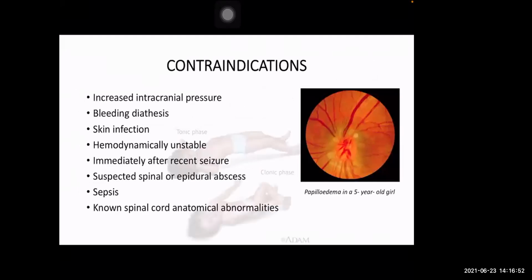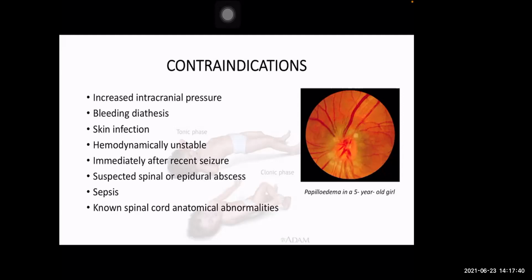The contraindications for this procedure: the first one is if the patient has elevated intracranial pressure. This is because patients with increased intracranial pressure have a higher risk of developing cerebral herniation after lumbar puncture. Therefore, patients with clinical evidence of increased intracranial pressure, such as papilledema, abnormal posturing, or altered consciousness, or in children bulging fontanelles or increased head circumference, we should refer for CT scan first to rule out any mass causing the increased intracranial pressure.